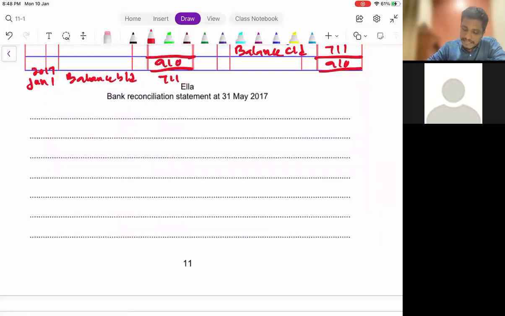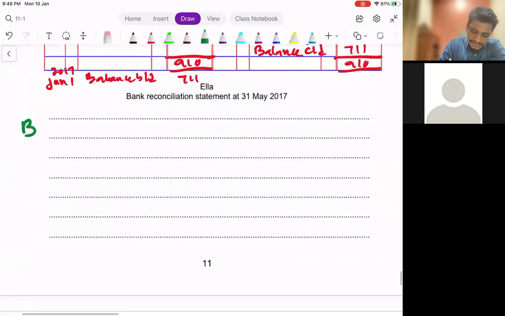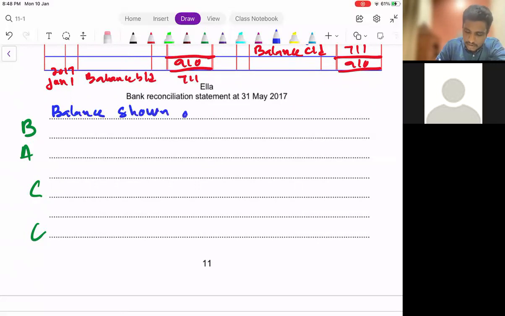To do the bank reconciliation, I created a formula, right? What is the formula? B-A-C-C. The B stands for bank statement. So right here, balance shown on bank statement.